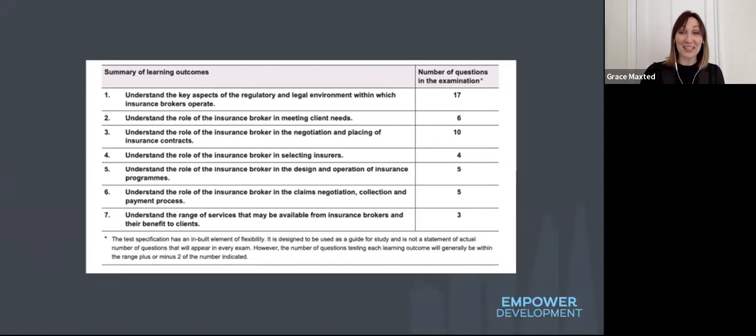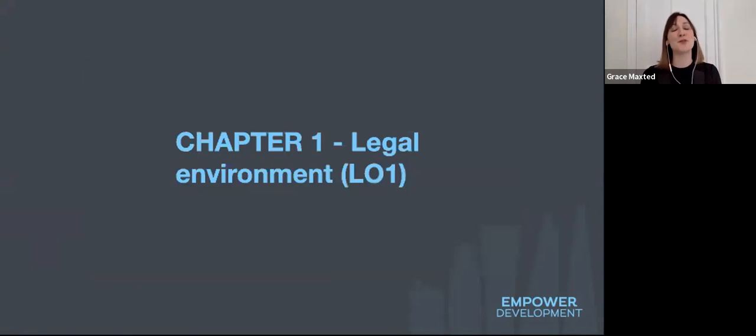You've got 1 hour in terms of the actual exam, and then there's 50 questions altogether. So the reason I've pointed out those 17 and those 10 is because it's taking up almost 2/5 of the actual exam itself. So chapter 1 focuses on the legal environment. I would say in terms of the time frame that we've got today, I'd very much like to focus on these 3 chapters because they build upon what you've learned at certificate level.